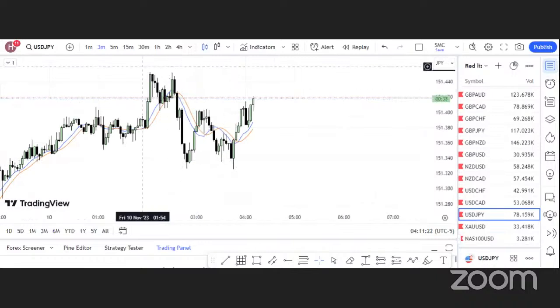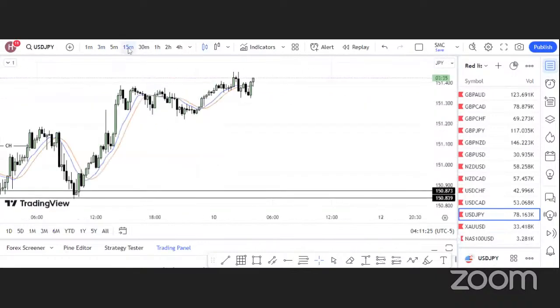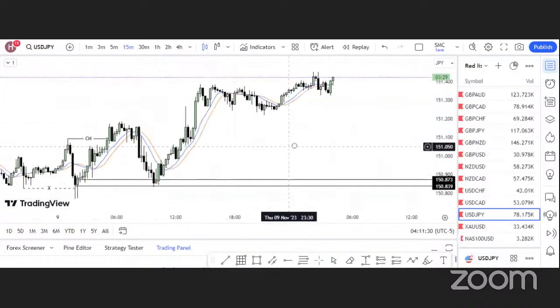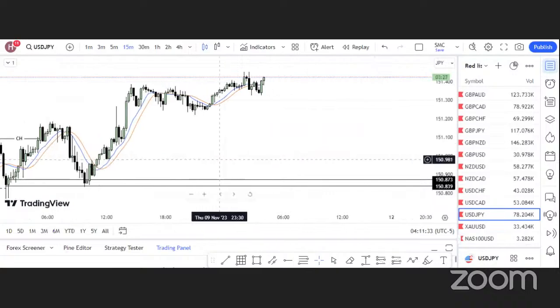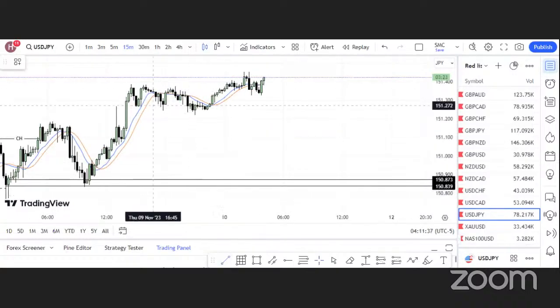So let's go to 15 minutes. Let's go see what this is doing on the 15 minutes time frame. So the market is currently buying. The market is currently moving to the upside. Got a break here.